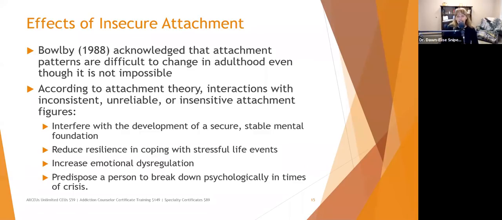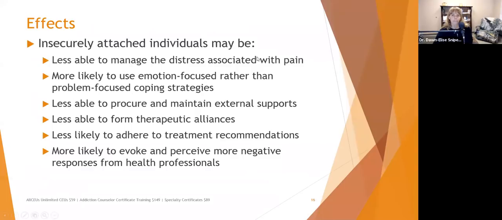And insecure attachment can predispose a person to break down psychologically in times of crisis. Insecurely attached individuals may be less able to manage the distress associated with pain. Distress tolerance skills, if you haven't figured that out by now, are huge when working with somebody who is insecurely attached, when they start to fear abandonment or start to feel uncomfortable in a relationship. They need to learn how to be able to tolerate some of that distress. They're more likely to use emotion-focused rather than problem-focused coping strategies. Instead of fixing the problem, they're going to try to make their emotions go away, which can lead to addictions, like Marcella said, or any other scope of behaviors.